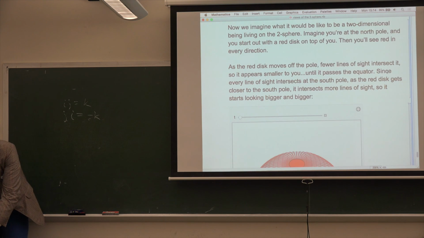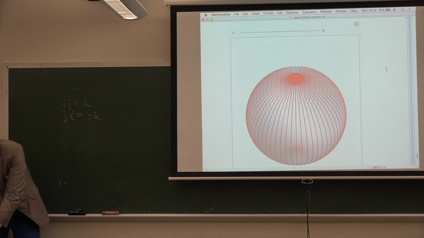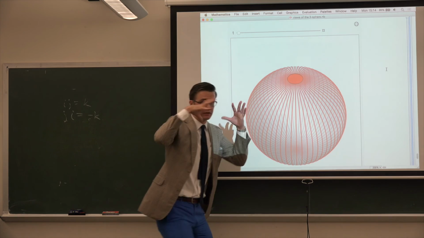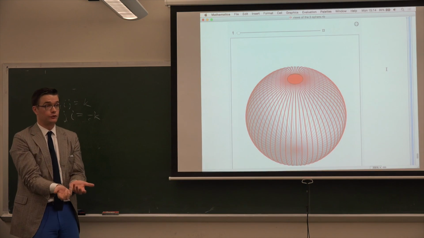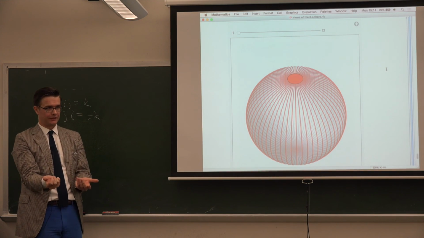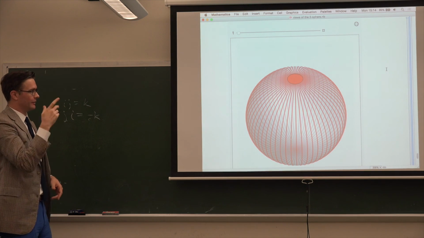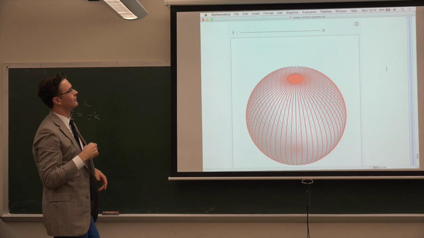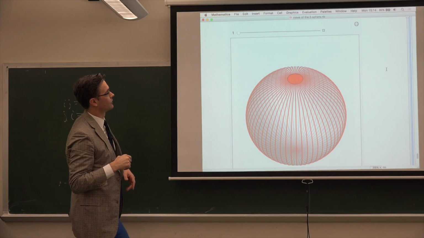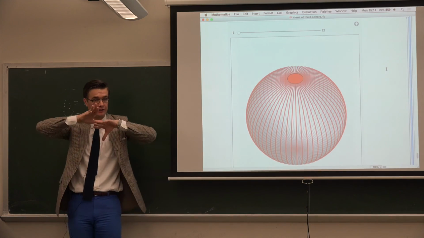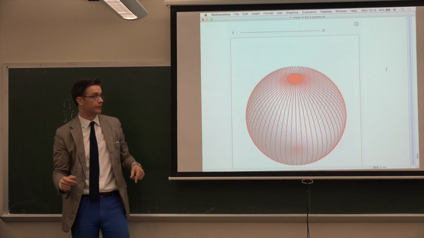Here's another way to think about the 3-sphere. Now imagine that you're a two-dimensional being living on the surface of the 2-sphere. It shouldn't be so hard, because you kind of are, right? One dimension is really small, so it's almost two-dimensional. Now you imagine that you're living at the North Pole. You're a two-dimensional being. You have two-dimensional eyes. All you're aware of is sort of 2 dimensions.